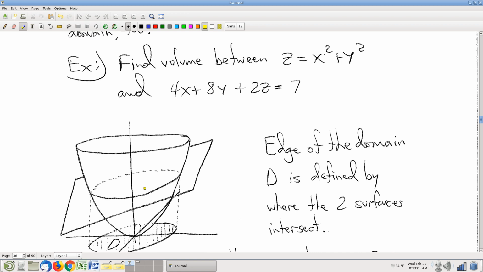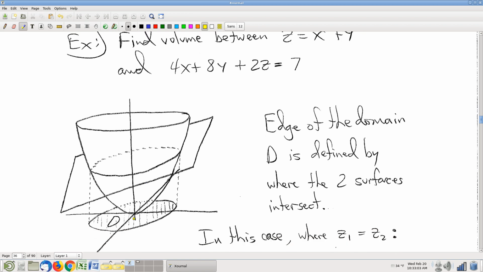Okay, here's the way you break this down. The domain is the shadow down here. How do I understand the shadow? Well, the shadow is what's bounded by this edge. Where does that edge come from? That edge is the shadow of this, what you might call edge up there. What is that edge? That's where the two surfaces intersect.